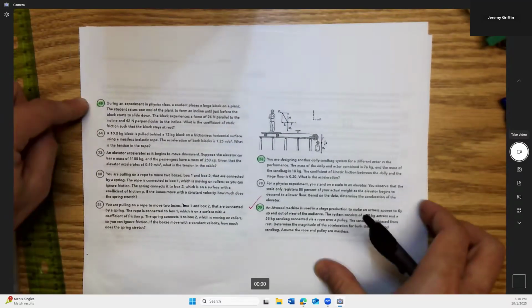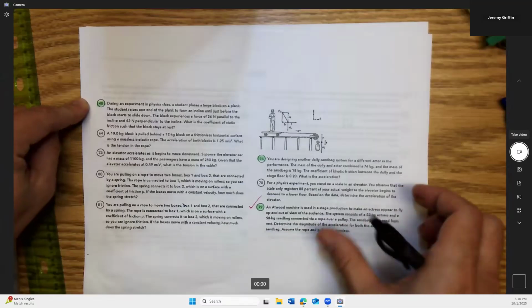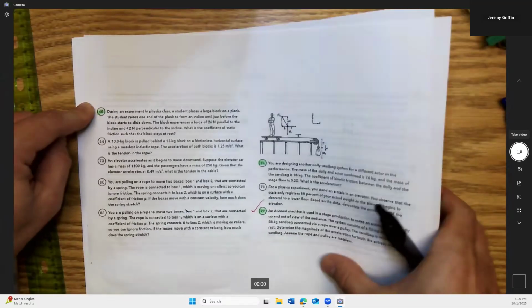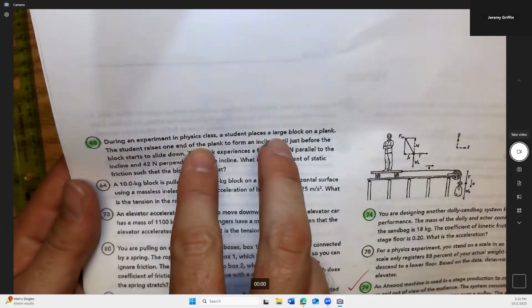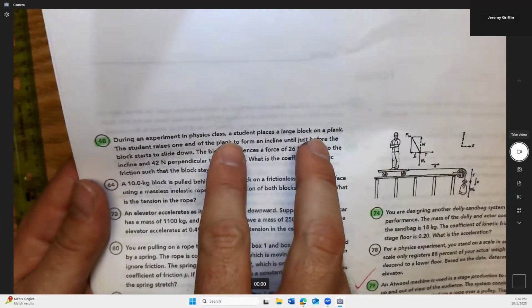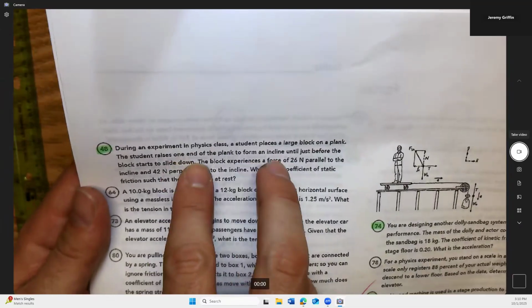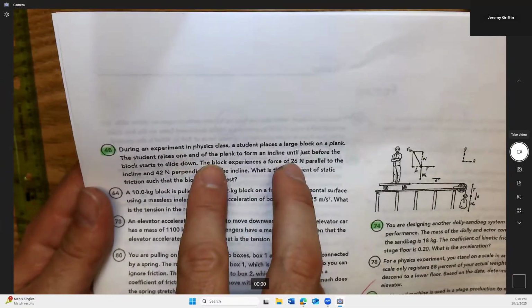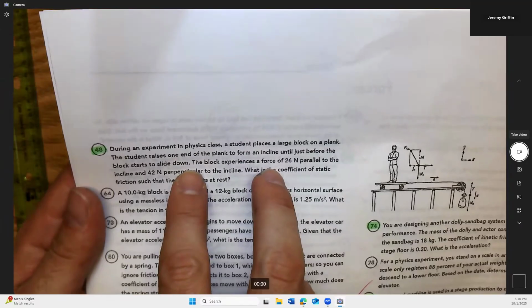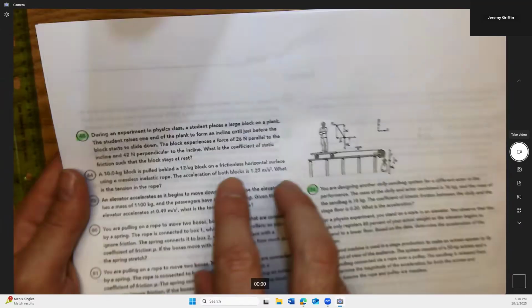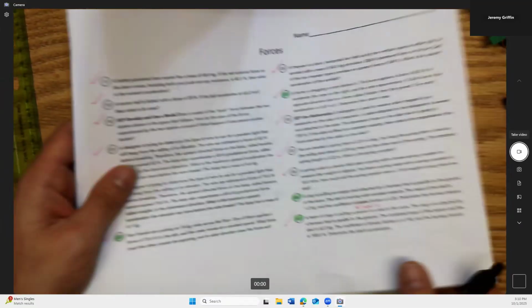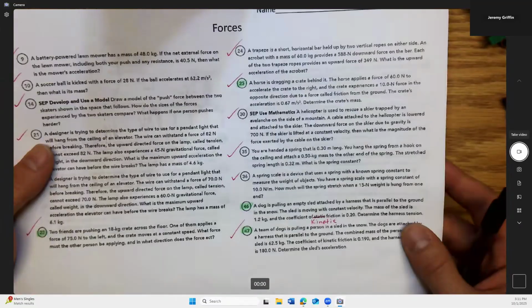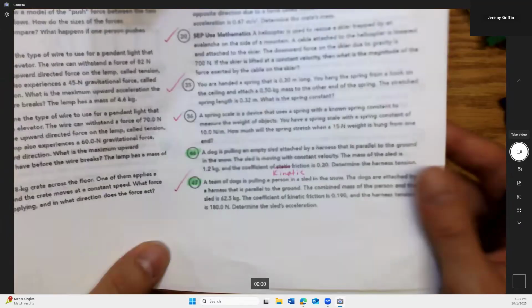Number 48 is the next one here. During an experiment in physics class, a student places a large block on a plank. The student raises one end of the plank to form an incline until just before the block starts to slide down. I thought we didn't finish 46. Oh, did we not? Oh, you're right, sorry, I forgot about that. Yeah, let's do 46 then.